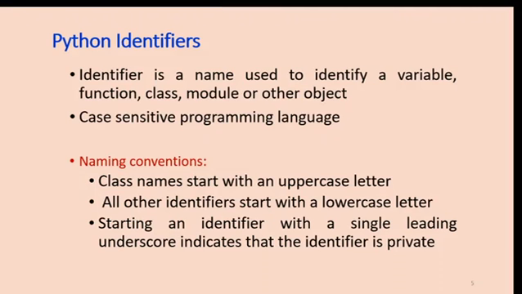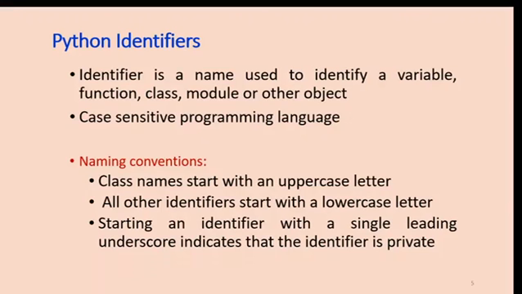Python identifiers are used to identify a variable, function, class, module, or any other type of object. It is used to uniquely identify or refer to these things. It's a highly case-sensitive programming language, and we should be very careful in specifying the cases. For example, if we declare a variable with the name a given in lowercase letter, it will not be the same as the variable name given in uppercase letter A. They will be treated as separate variables and allocated separate memory.